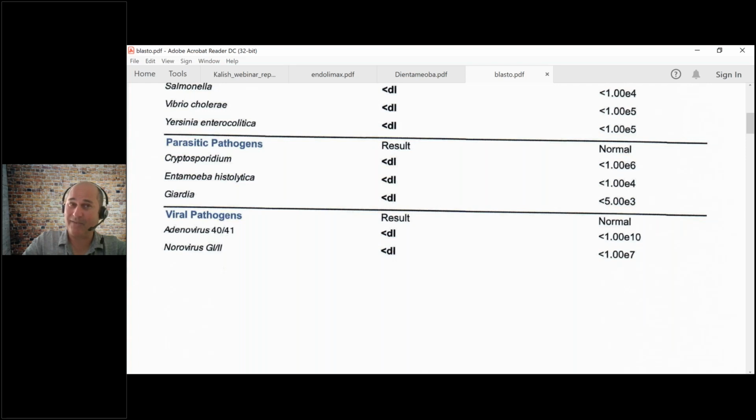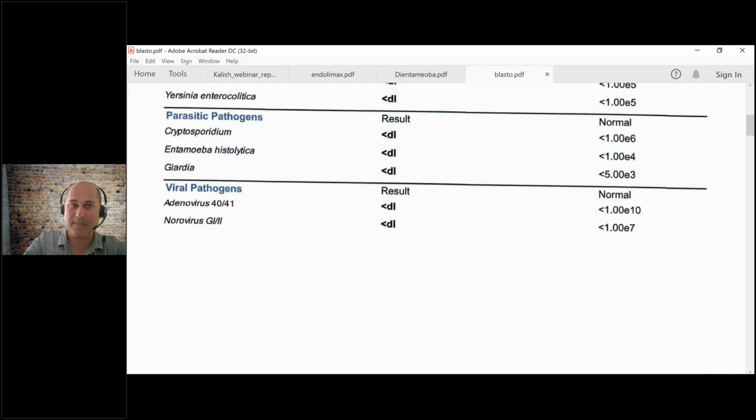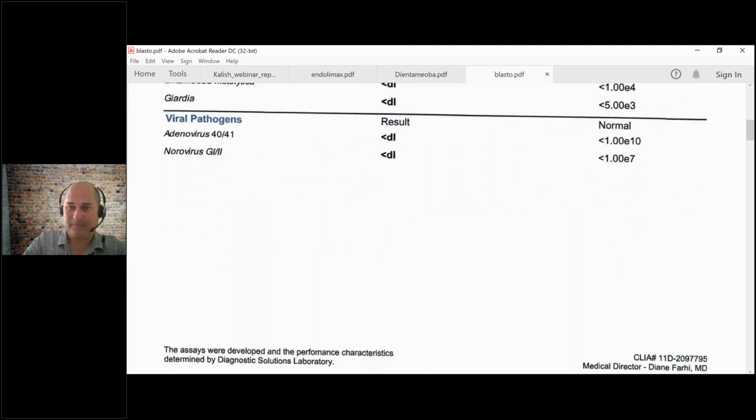And this may sound creepy and twisted, but I actually get excited and am happy, not gleeful, but happy in an "I've got something to do" kind of way. If I see Crypto or Entamoeba histolytica or Giardia positive, I'm like, okay, this is going to be good. I'm going to help this person. I know I can help them. I know I can kill these guys. I know I'm smarter than Cryptosporidium. Okay.